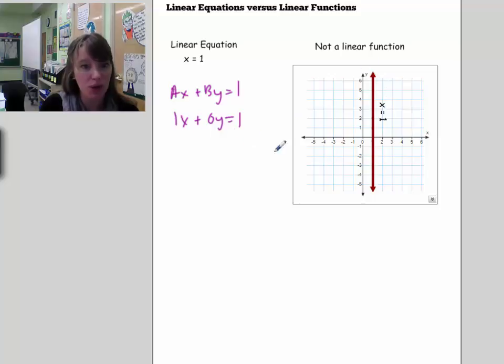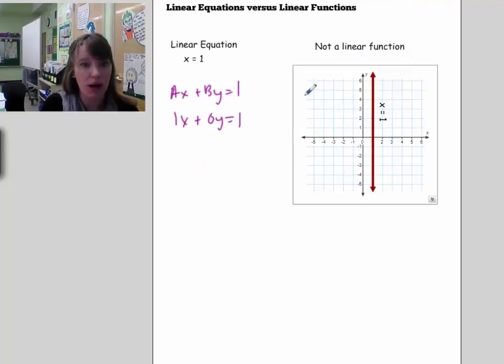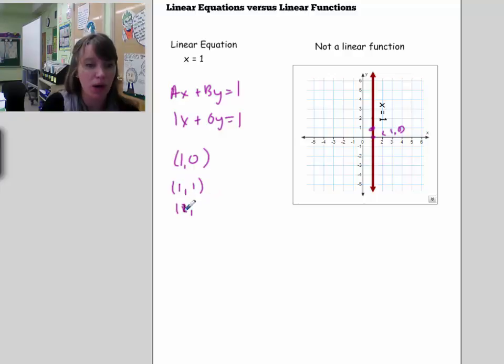If you look at the coordinates that satisfy it, right? So these were the coordinates last time. We could come up with coordinates here. So we would have these coordinates right here. Let me write it here, 1, 0. We would have 1, 1. We would have 1, 2, 1, 3, and so on. 1, -1. We could have 1, 1/2. We could have 1, -pi if we wanted to.